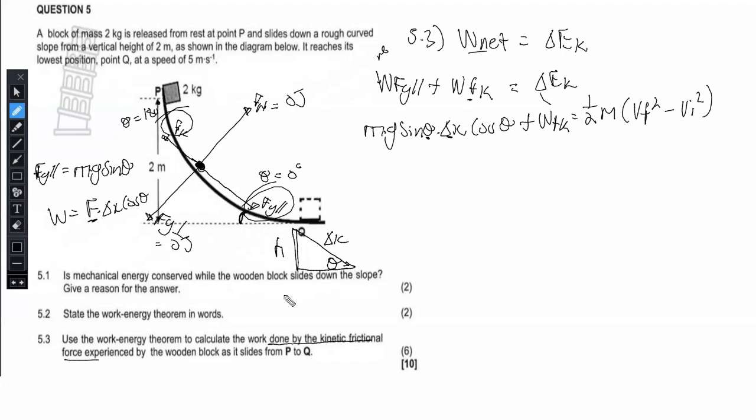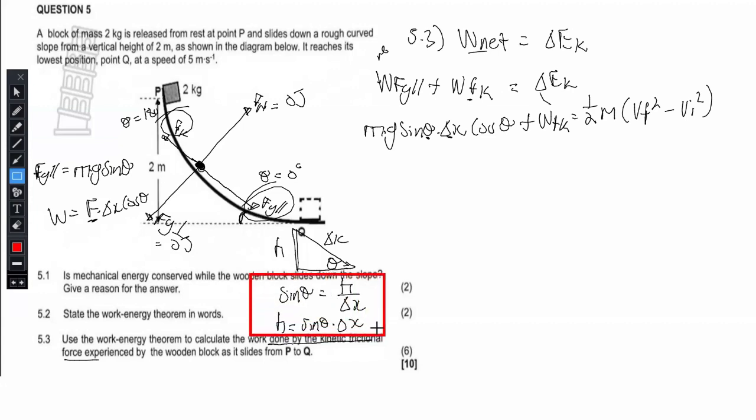Now we do know from our trigonometry that we can express this as sine theta is equal to opposite, which is h, over the hypotenuse, which is delta x. Now let me make h the subject of the formula. This will be h is equal to sine theta times delta x. Now this is a very important manipulation.